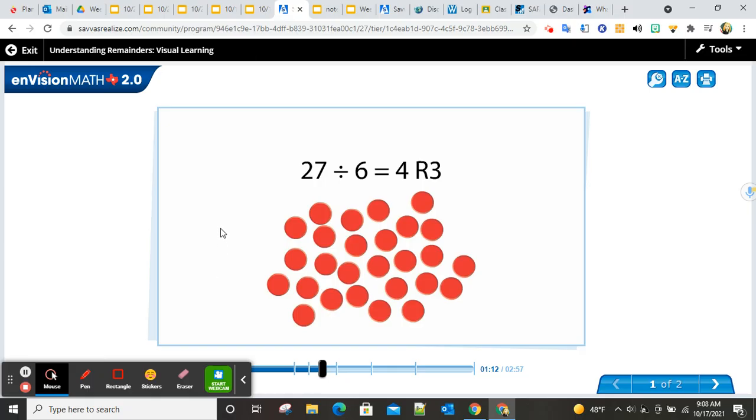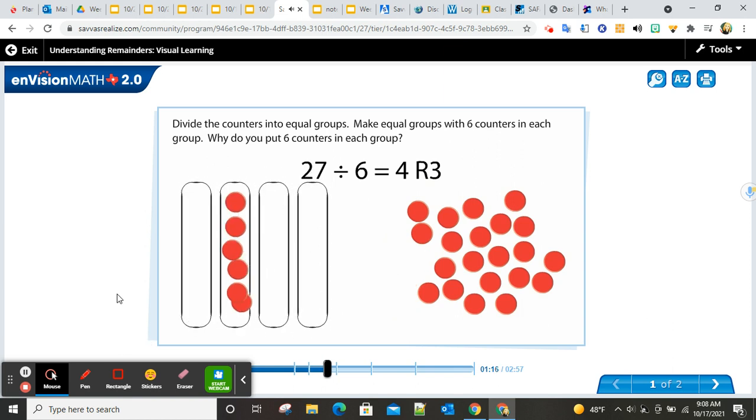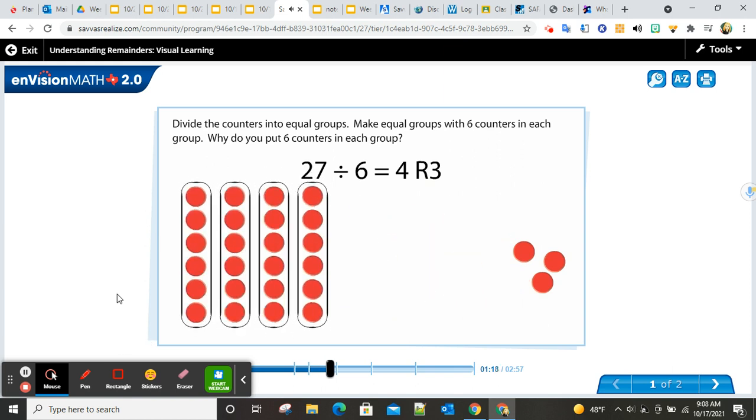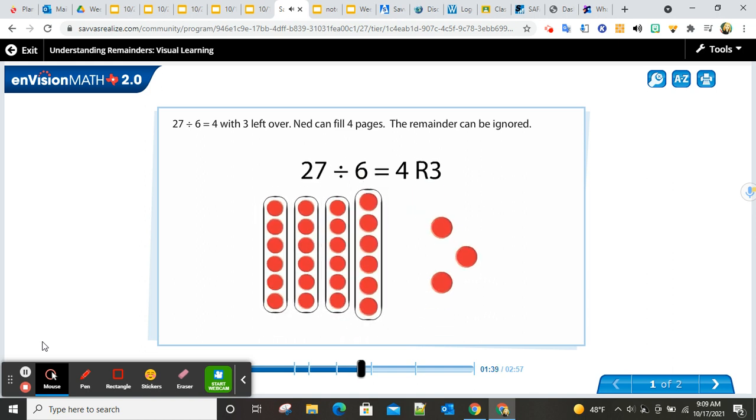Let's continue watching. Divide the counters into equal groups. Make equal groups with 6 counters in each group. Why do you put 6 counters in each group? You put 6 counters in each group because the album pages will hold 6 cards. 27 divided by 6 equals 4 with 3 left over. Ned can fill 4 pages. The remainder can be ignored.